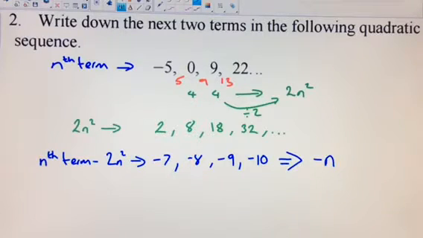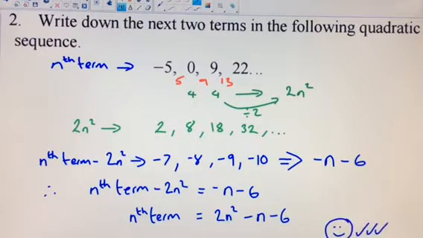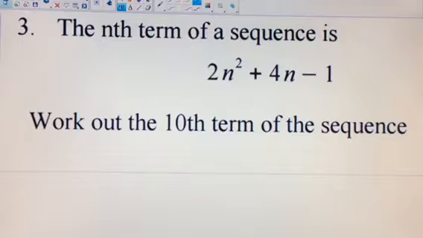Cool, it's going down in minus ones. So it's minus n. It should start with minus 1. If it doesn't, it starts with minus 7. So that's take away 6. And we have our answer. Okay, so have a look at that again and see how you get on with that. On to our next problem.